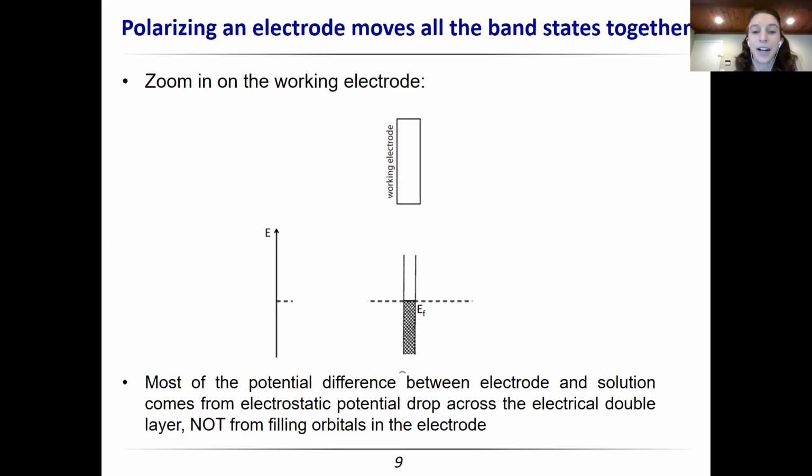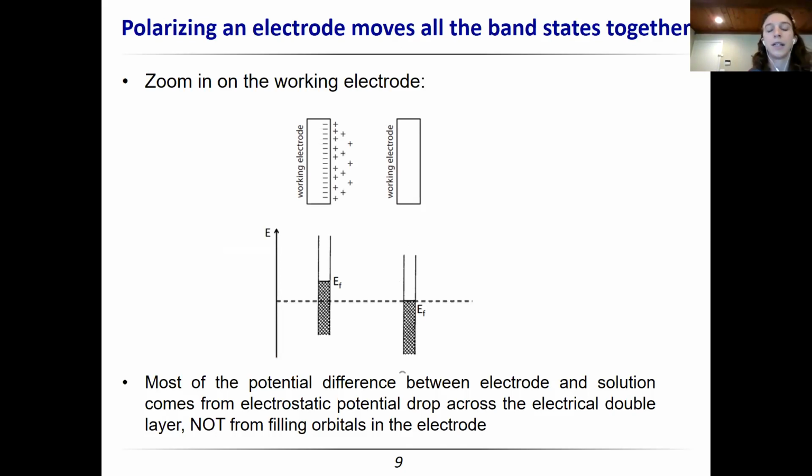So on an energy diagram, what that looks like is moving the entire electrode up or down. So here we have our rectangle representing the electrode. We're denoting the Fermi level of the electrode at the potential of 0 charge, so no charge buildup. So when I want to put this on an energy diagram and polarize it negatively, in this case, I'm going to a more reducing potential, and I'm showing the entire electrode being raised in energy. All of the band states are moving together up versus this energy y-axis.